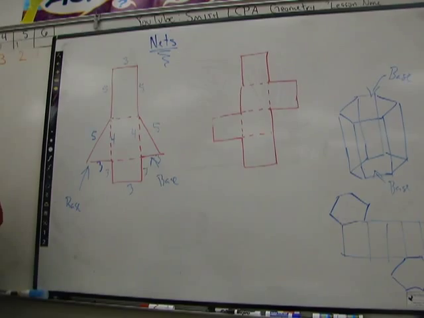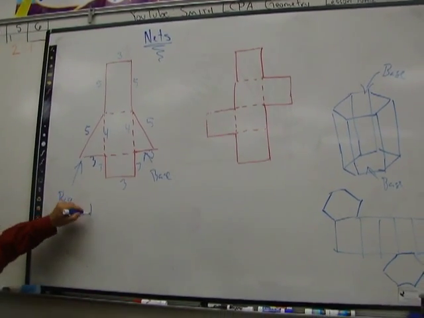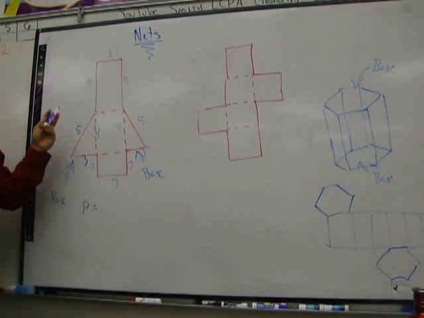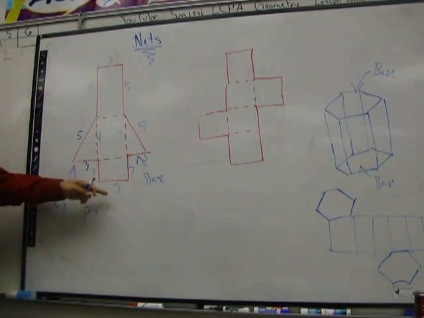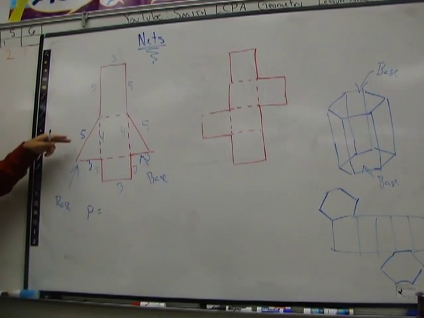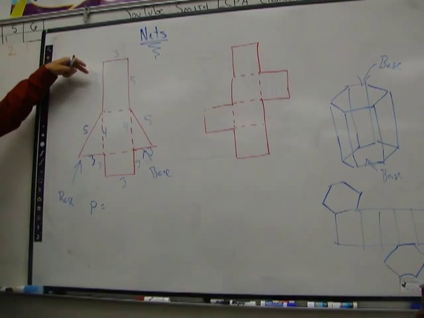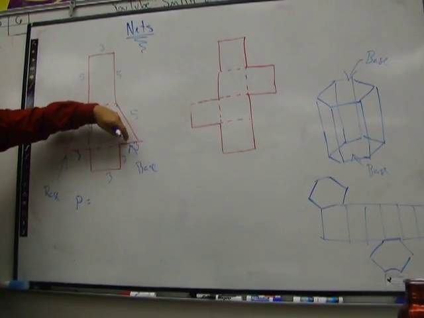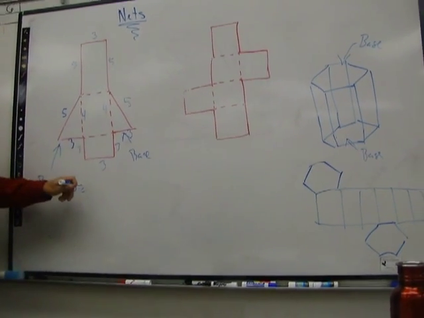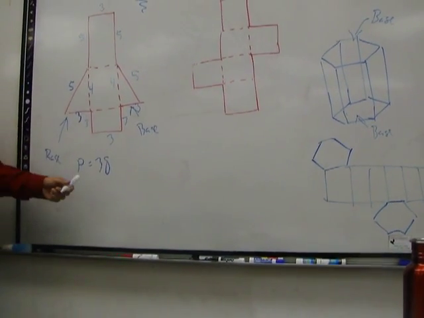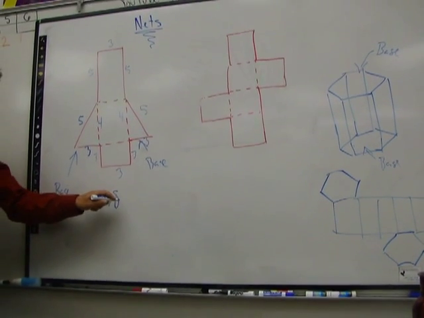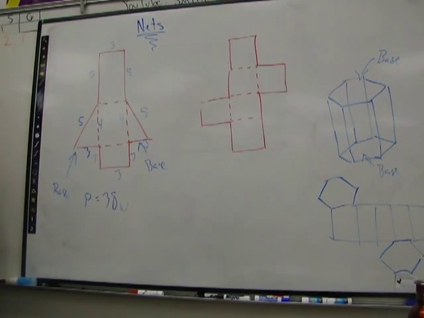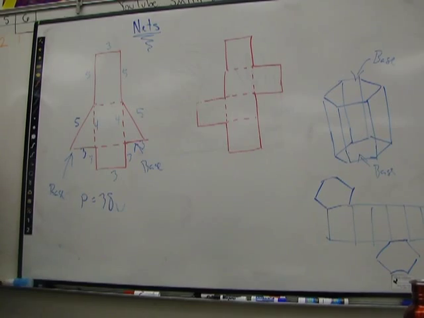Okay, so if we wanted to find the perimeter, of course, we would just add all this up, right? So 3 plus 3 is 6, plus 3 is 9, plus 5 is 14, plus 5 is 19, plus 3 is 22, 27, 32, 35, 38. 38 what? Units, because it's a perimeter. Perimeter is distance. Distance is one-dimensional.